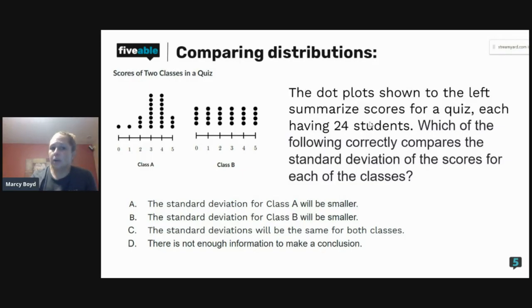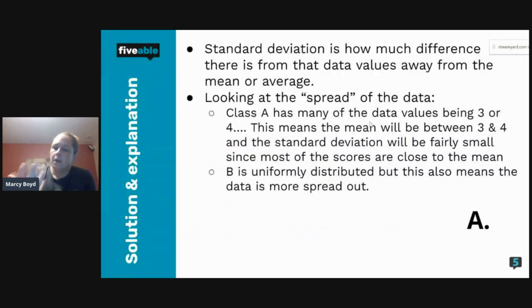So I'm going to go forward a slide, talk to you about my thoughts through rationalizing these 4 choices, and then I'll come back and show you what I'm talking about. So I have my answer there already. If you got it right, excellent. So what I have is standard deviation is how much difference there is from the data values away from the mean or average, and I called that the word spread. I've kind of verbalized it, but I want to read it and talk through it and make sure that you understand what I was saying.